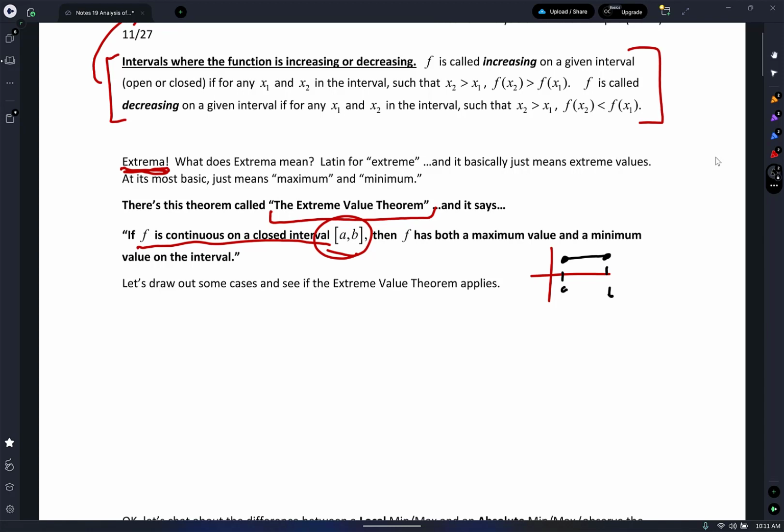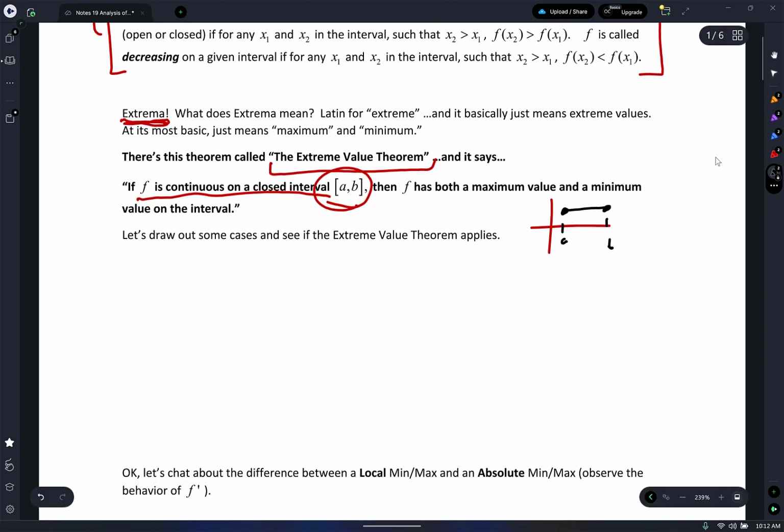Cool or not cool? If it's a closed interval, regardless of differentiability, and you're continuous, because it could be like an absolute value, where it has a V, you have a max and a min. Cool, guys? Simple, right? Okay, so let's draw some cases.